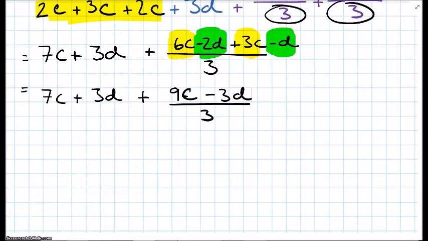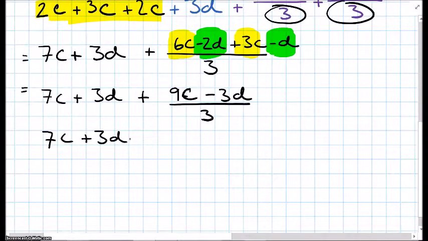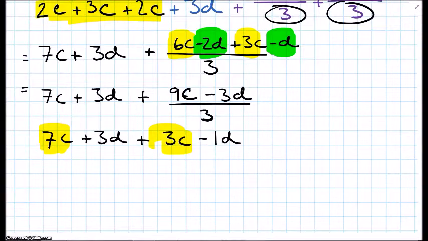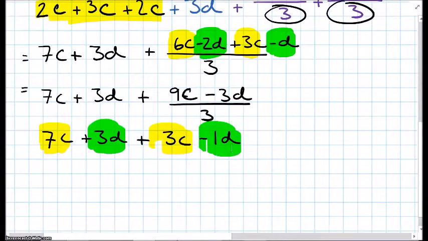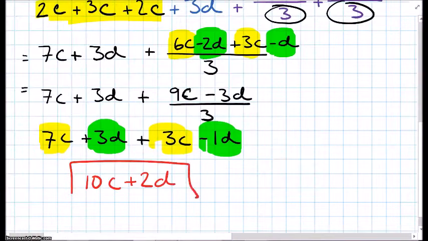So one more time, we could rewrite it as 7C plus 3D plus, 3 goes into 9 3 times, so that'd be plus 3C. 3 goes into 3 1 time, so it'd be minus 1D. One more time, sum like terms, so I have a 7C and a 3C. And I have a 3D and a negative 1D. So the final time I could rewrite it, 7 plus 3 is 10, so that'd be 10C. And 3D minus 1D would be plus 2D. Okay?